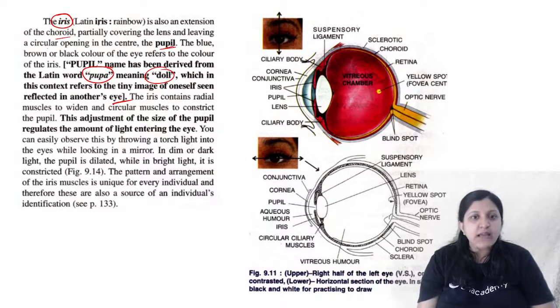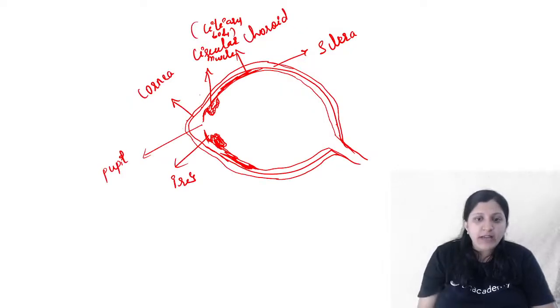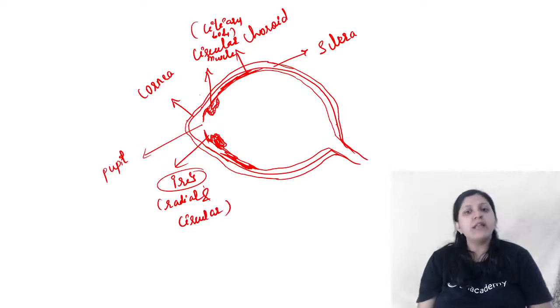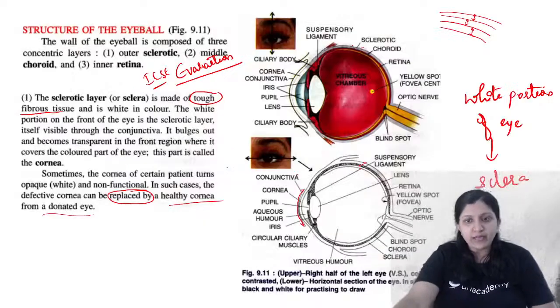Now this iris contains radial muscles to widen and circular muscles to constrict. So there is this iris, and it will have radial muscles and also circular muscles. So circular muscle and radial muscle we will find in the iris. This is basically with respect to the sclera.